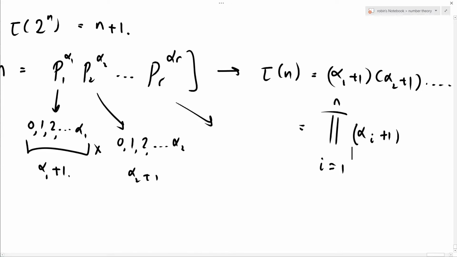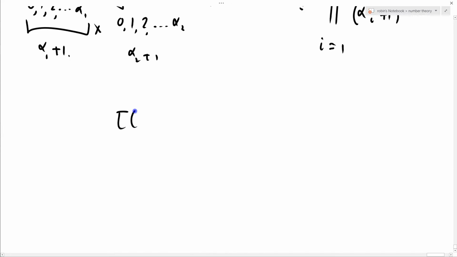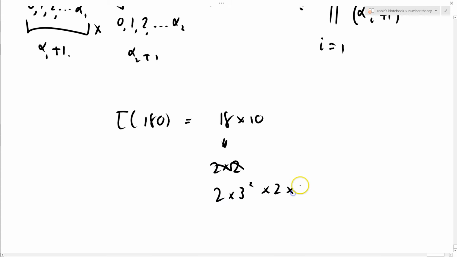So straight away we can see it. Let's work out what tor of, let's say, 180 is. What are the prime factors of 180? Well, it's equal to 18 times 10, and that of course is 2 times 3 squared times 2 times 5. That's the 10 there. That's the 18. So it's 2 squared times 3 squared times 5.